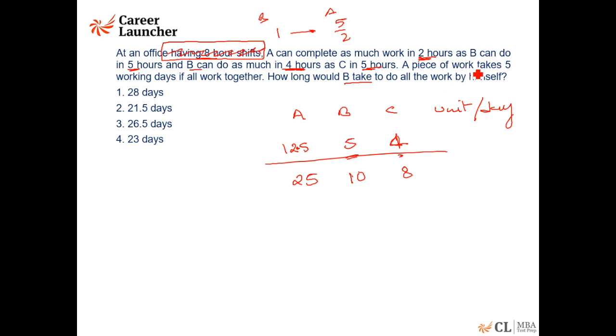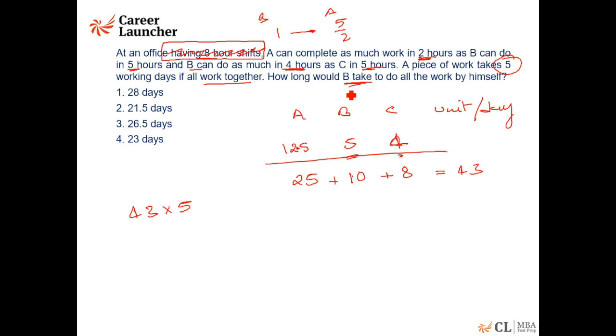Now the question says a piece of work takes 5 days if all work together. If all work together, how much will they do? 25, 10 and 8, that is 43 units. They will do 43 units of work in 1 day, but it takes 5 days to complete the work. So the total amount of work is 43 into 5.